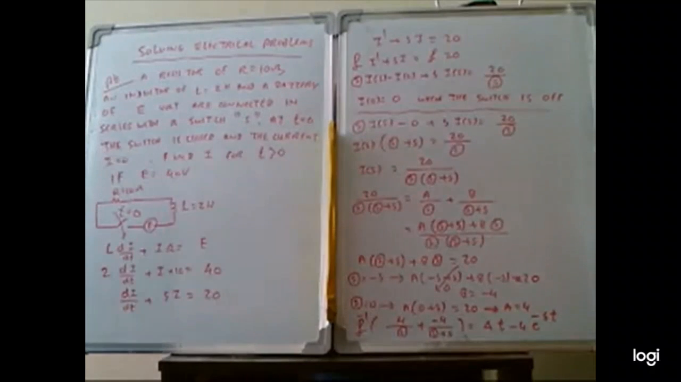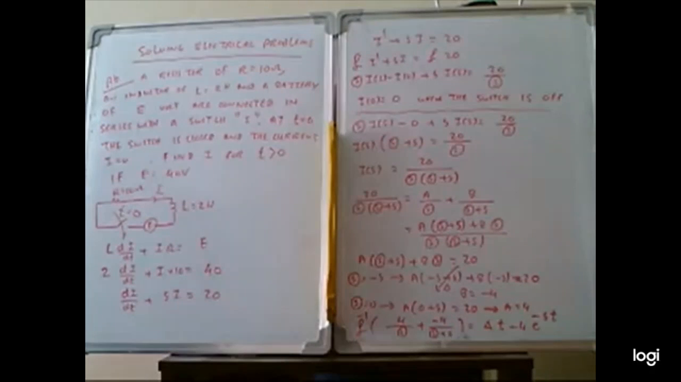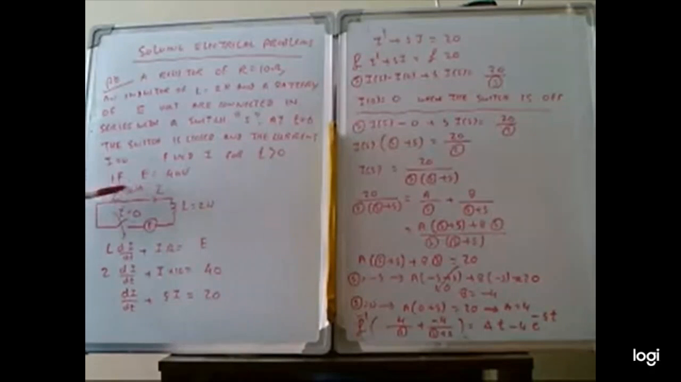So supply voltage 40 volts. So this is the supply voltage E, with inductor and resistor connected in series. So the circuit current will be I. So we write down the total voltage. Total voltage E is equal to the voltage drop across the inductor plus the voltage across the resistor.